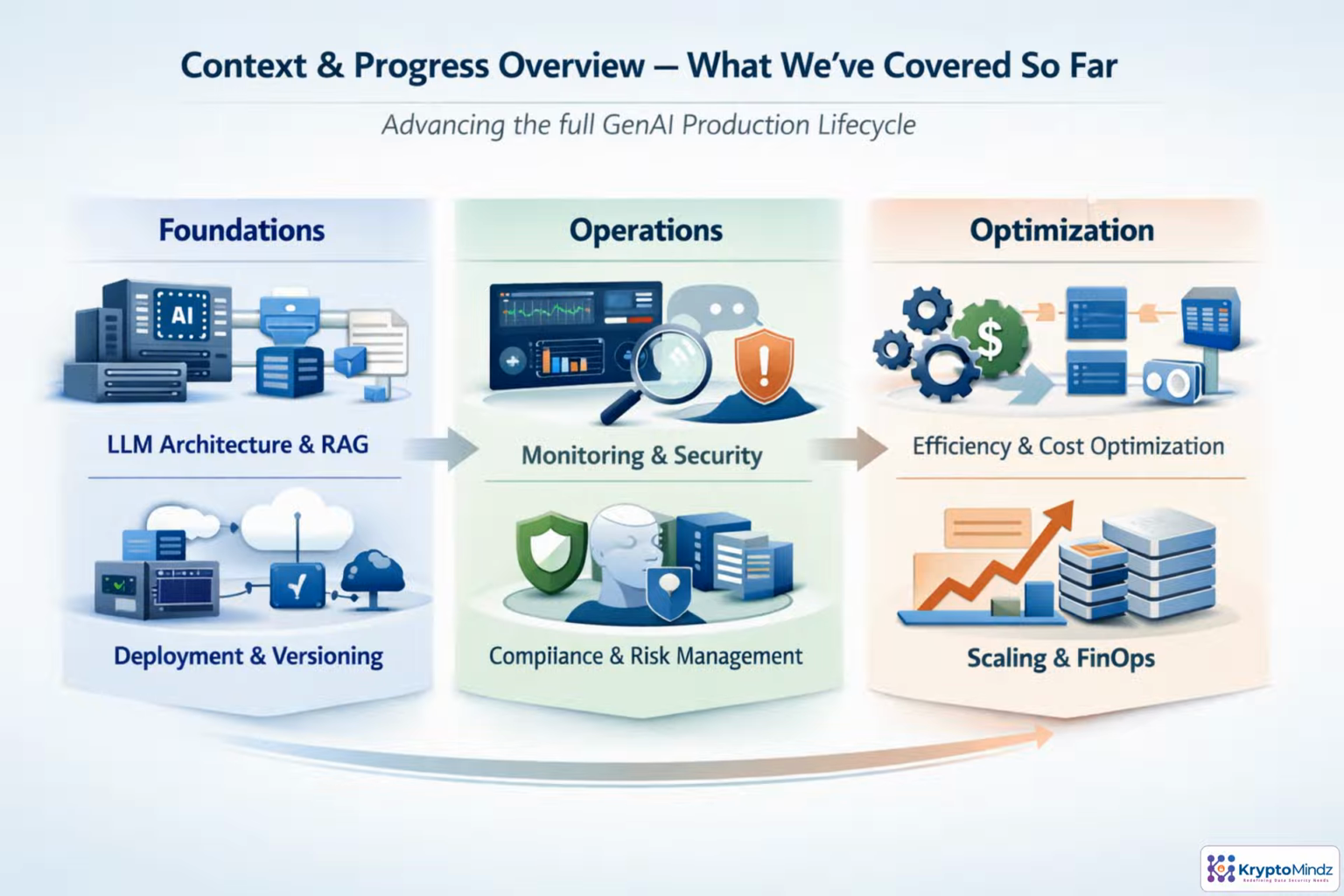We've now moved from foundations to operations to optimization. Earlier modules covered production architectures, RAG, deployment, observability, security, and governance. Topics 5.1 and 5.2 introduced cost drivers and routing choices. Now we'll focus on runtime techniques that reduce latency and spend without sacrificing quality.